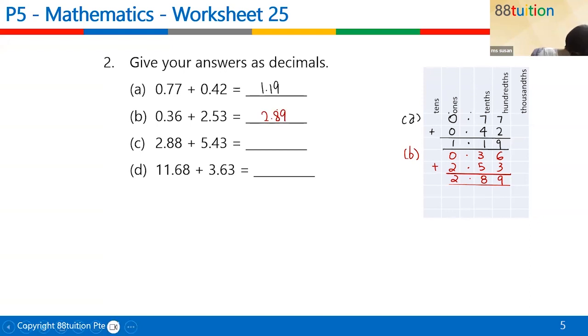Number 3C, let's take a look at 2.88 and 5.43. After adding up, what do you have? 11, 13, because of the regrouping. And this is 8. 8.31. They don't even have a holding place for this.